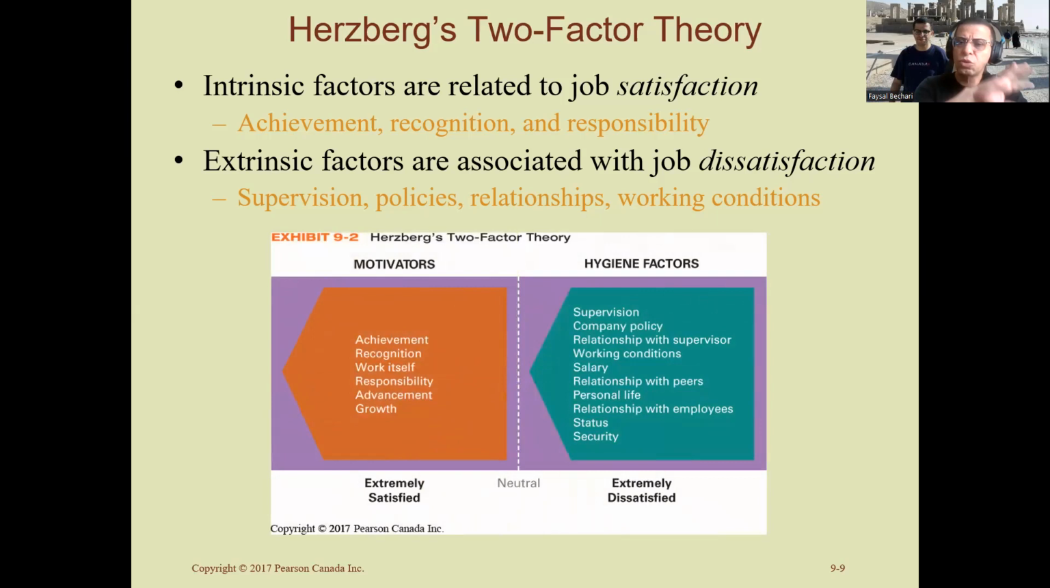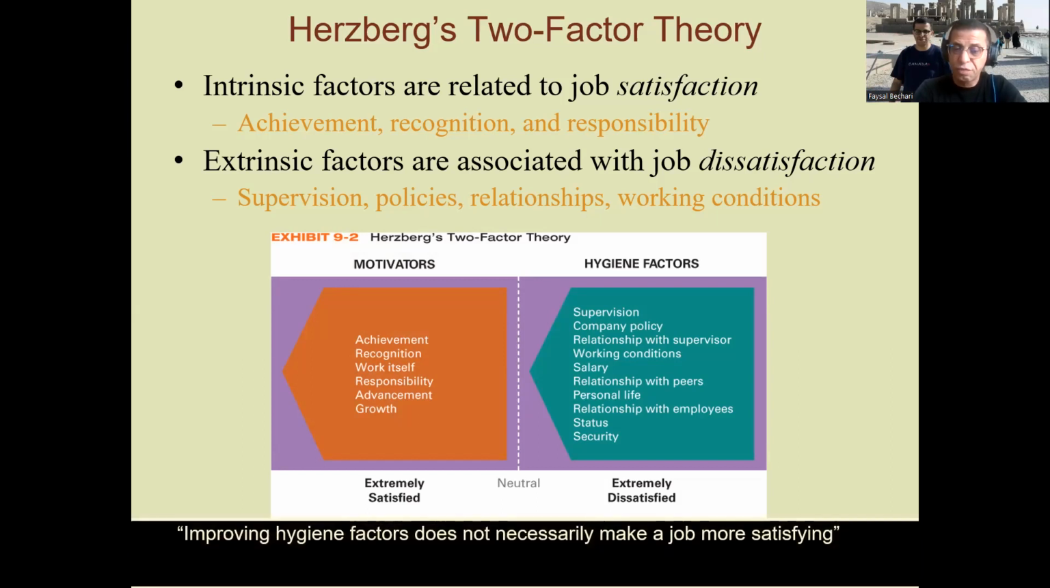That's the kind of a government job, but they're sometimes missing the achievement, recognition, and responsibilities. So what he's talking about is motivators and hygiene factors. Hygiene factors, if the company implements them, will take away job dissatisfaction, but they do not give job satisfaction. What gives job satisfaction is called motivators, like achievement, recognition, work itself, responsibility, advancement, and growth. So he's separating these two from each other. If a person has eliminated all hygiene factors, the state is neutral. So improving hygiene factors does not necessarily make a job more satisfying.